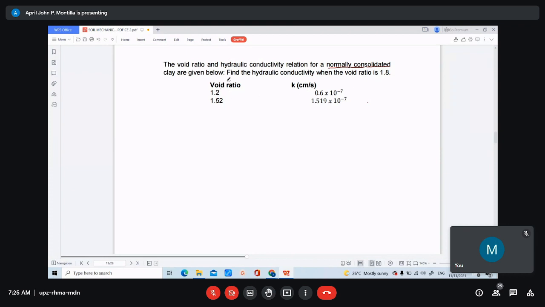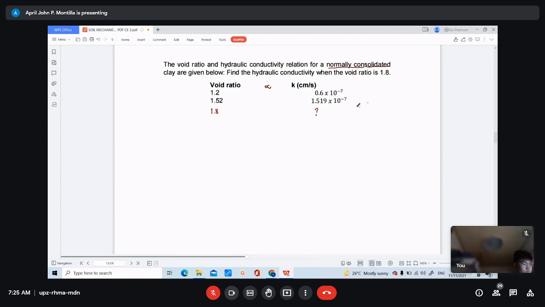So meron tayong binigay dito na void ratio and their corresponding hydraulic conductivity. Ngayon, kapag yung void ratio daw ay naging 1.8, ano yung corresponding hydraulic conductivity niya? Sabi ko last time, hydraulic conductivity is directly proportional to the void ratio. Na kapag tumataas yung void ratio natin, dapat tumataas din yung hydraulic conductivity. So dito, mapapansin nyo, tumataas yung trend ng ating values of void ratio. So dapat, ang ating clue, yung ating makukompute na hydraulic conductivity should be greater than 1.519 times 10 raised to negative 7 centimeter per second.